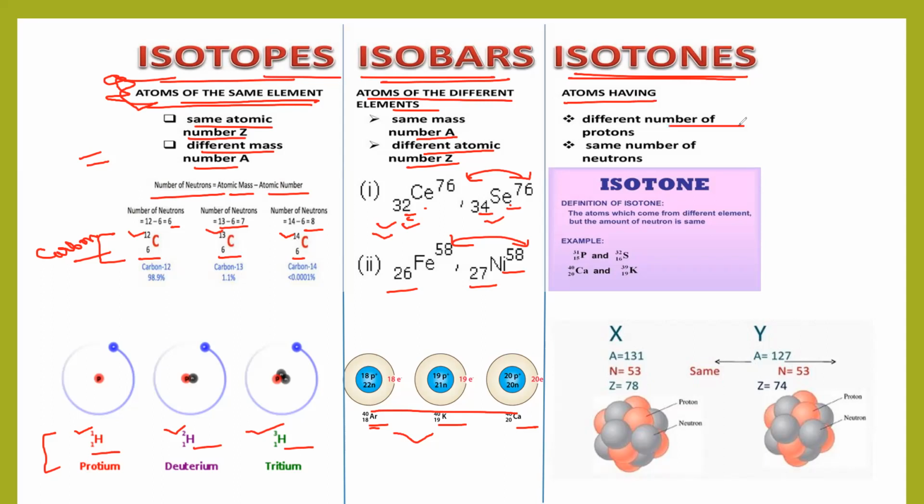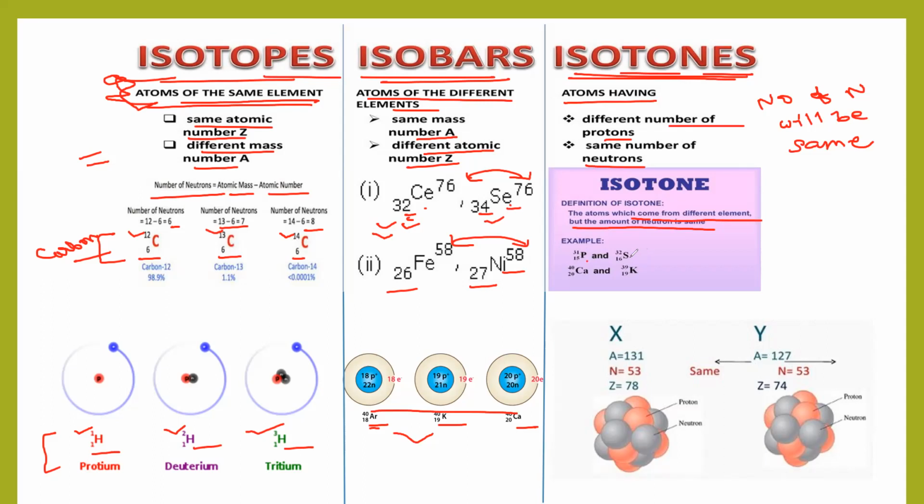The third category is isotones. Atoms having a different number of protons but the same number of neutrons. Isotones means the number of neutrons will be the same. Okay, so those are isotones. So what can the definition be? The atoms which come from different elements but the number of neutrons is the same.